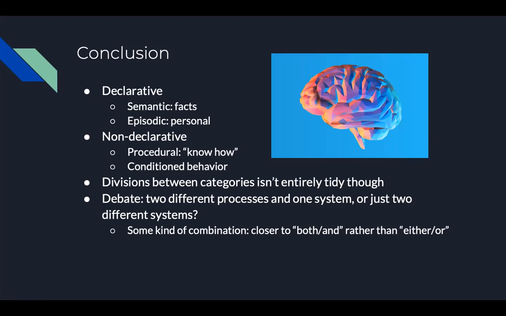And then the other distinction we have is non-declarative. This is also called implicit or unconscious memory, and it's made up of our procedural memory, the knowledge that we have of how to go about completing a task. We didn't really talk about this all that much, it's kind of outside the scope of this class, but also involved in our non-declarative memory is conditioned behavior, like the example of classical conditioning in Pavlov's dogs.